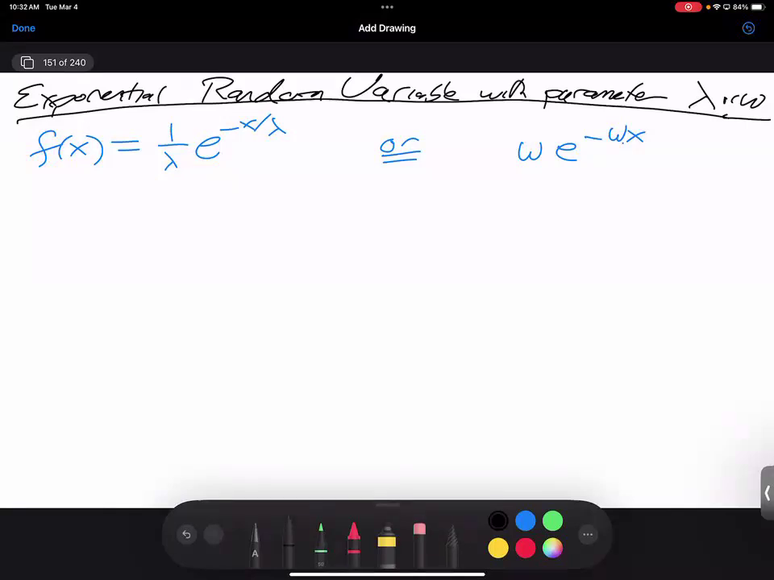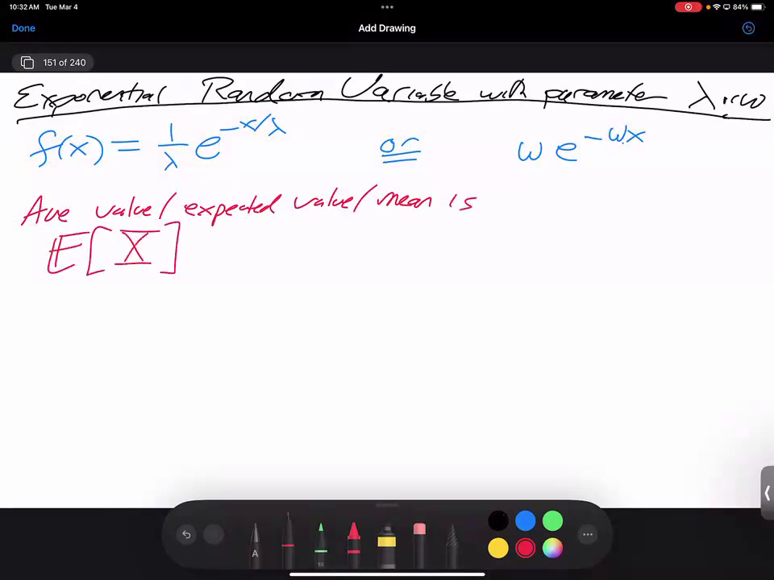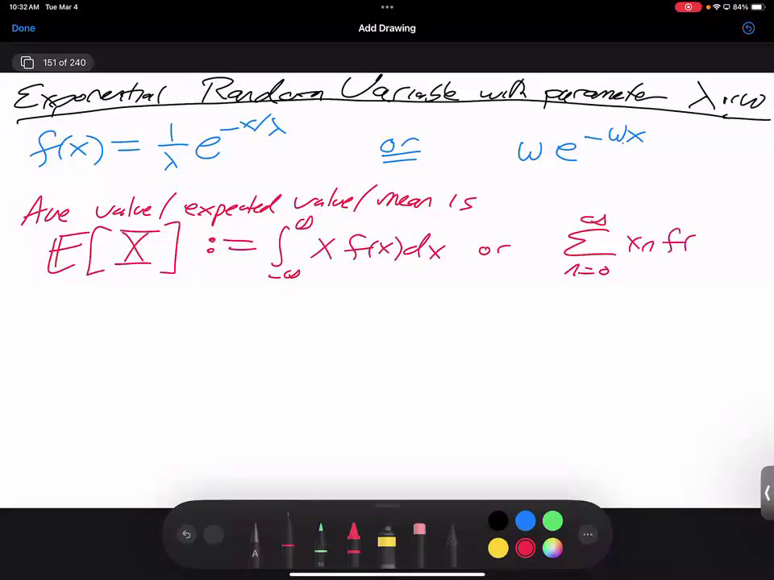So the average value, expected value, the mean is the following. I write it as, fancy E for the expected value, and then the colon equals means this is a definition. And I'm just going to integrate from minus infinity to infinity of x, f of x dx, or if it's discrete, I'll just do the sum of x_n, f of x_n. So this is just calculating the average value.